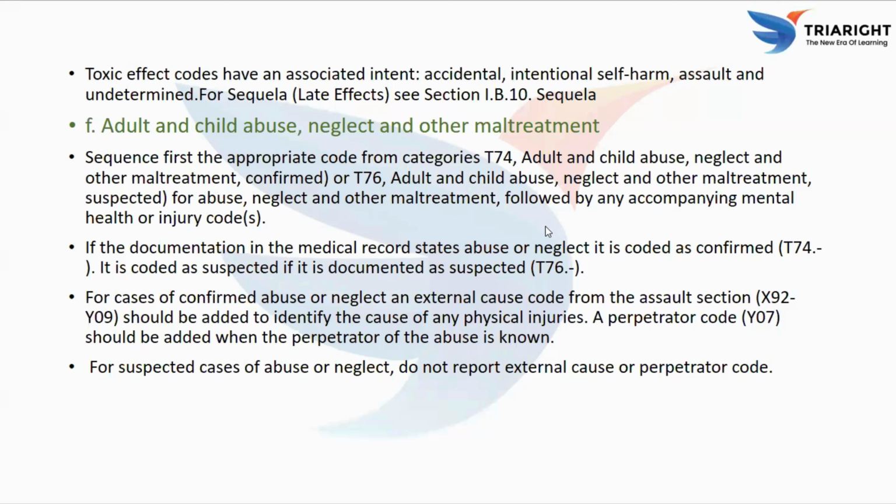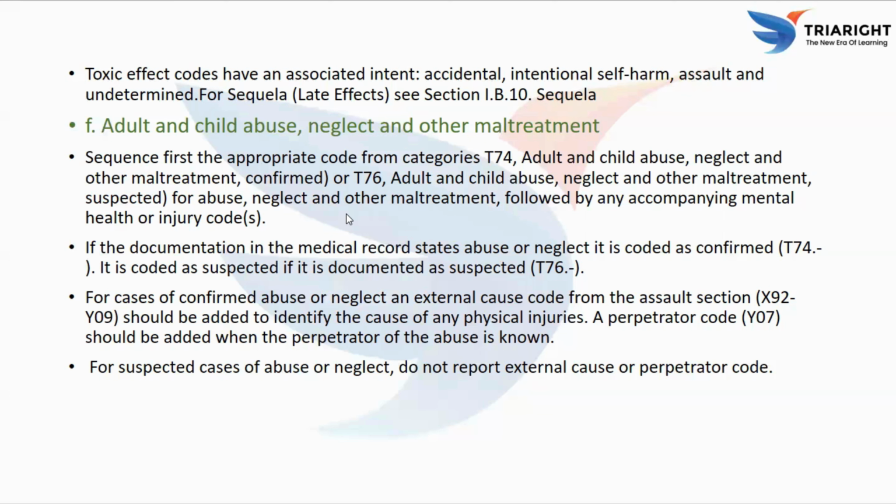This is about toxic effect. So the next guideline is about adult and child abuse, neglect and other maltreatment. This is a high risk exam and complaints topic. So what are the code categories used here?